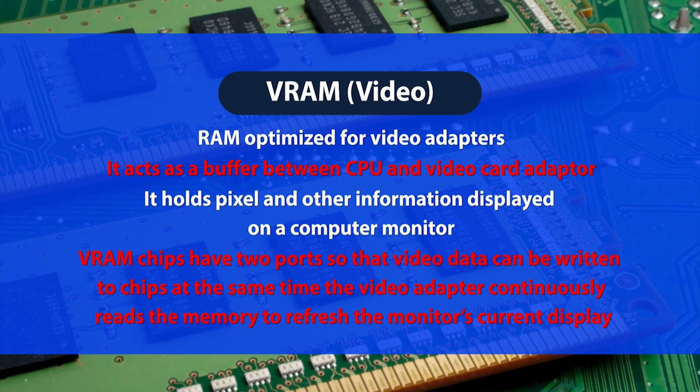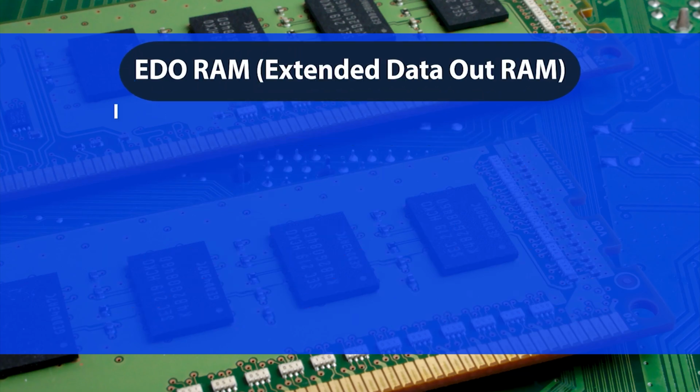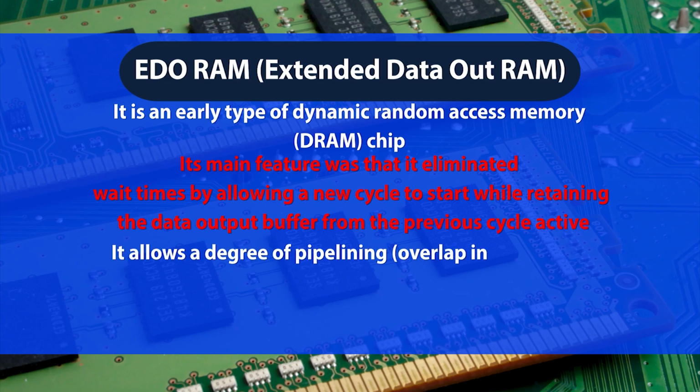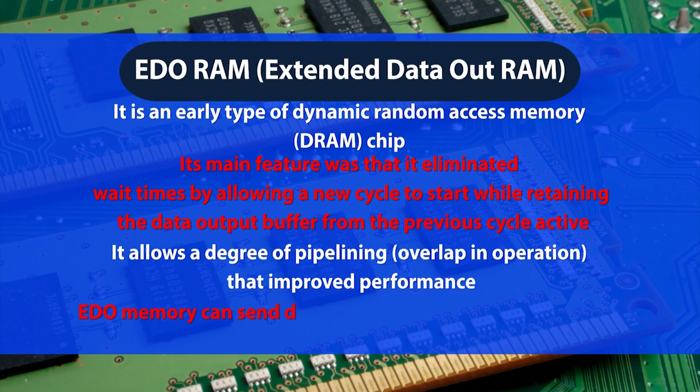At the same time there is a video adapter which continuously reads the memory to refresh the monitor's current display. There are other types of RAM, that is extended data out RAM, that is EDO RAM. They are early types of dynamic access memory chips, and their main feature was to eliminate wait time by allowing a new cycle to start while retaining the data output buffer from the previous active cycle. Now they are being mostly replaced by the SDRAM and the DDR SDRAMs.